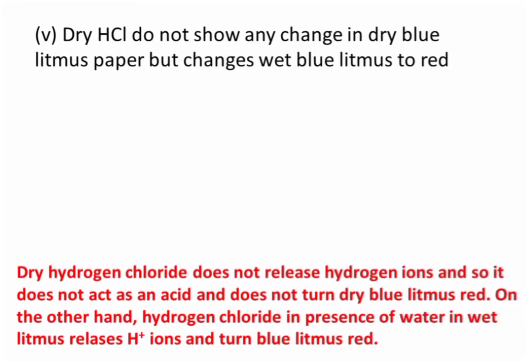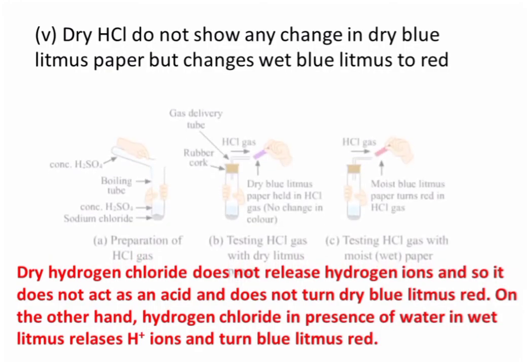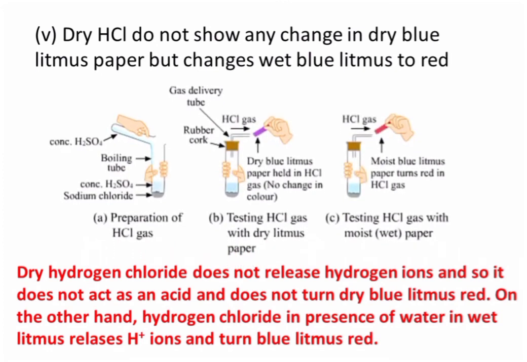The next question is, dry HCl does not show any change in dry blue litmus paper but changes wet litmus to red. Let's recall the experiment of preparation of HCl gas, where concentrated sulfuric acid is added to sodium chloride and HCl gas is produced. There is a guard tube containing calcium chloride which absorbs the moisture content from HCl gas. So from the delivery tube, the HCl gas which is coming out is actually dry. So when a dry blue litmus paper is held in HCl gas, there is no change in the color. This is because HCl does not release hydrogen ions in the absence of water. In order to release hydrogen ions, HCl needs water, or the presence of water is required.